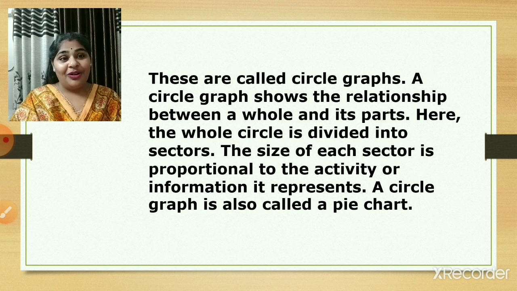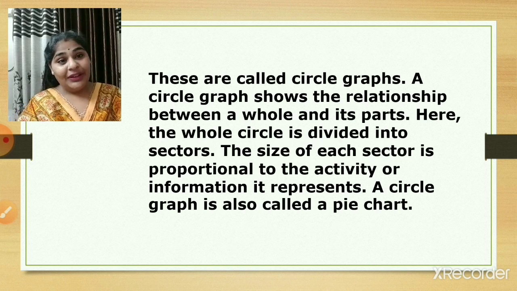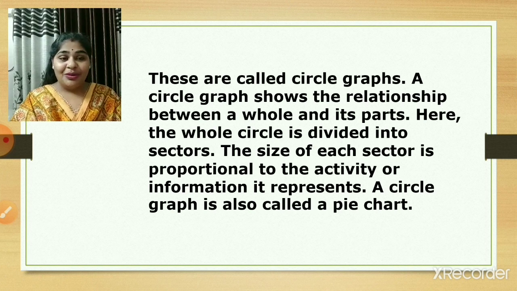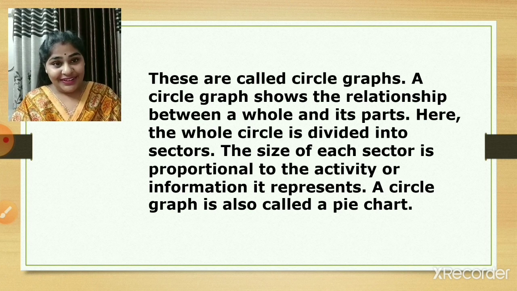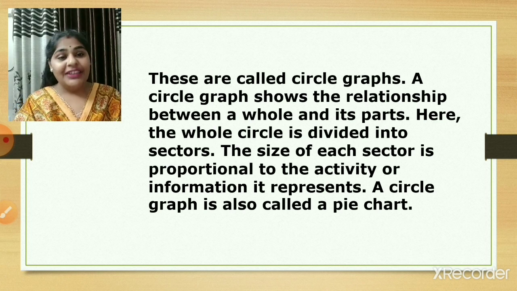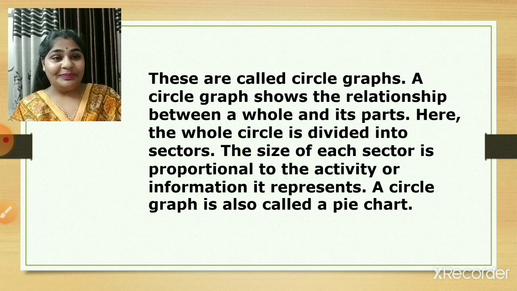These are called circle graphs also. A circle graph shows the relationship between a whole and its parts. Here the whole circle is divided into sectors. The size of each sector is proportional to the activity or information it represents. A circle graph is also known as a pie chart.